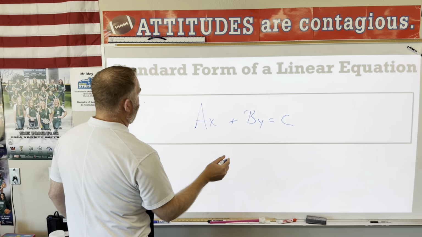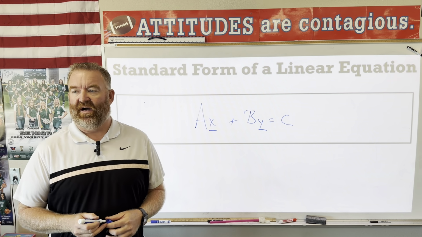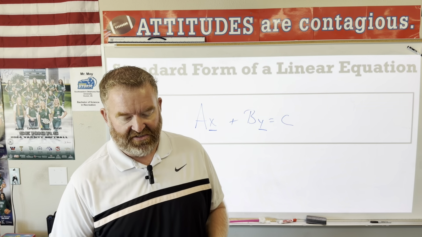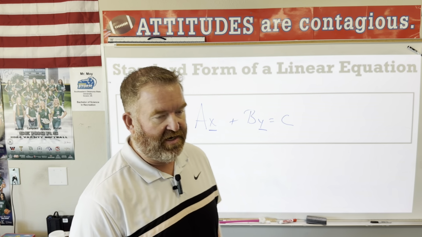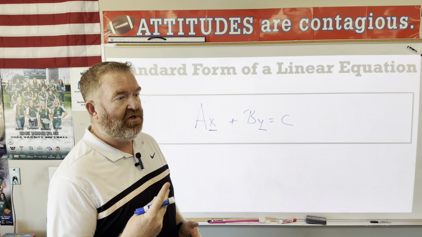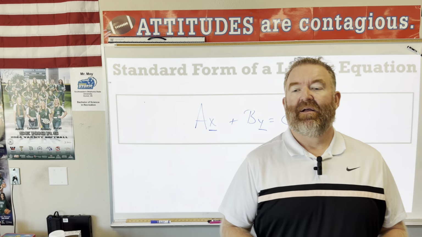All right, AX plus BY equals C. Now here's what I want you to underline: X and Y. All this means is that the x and the y are on the same side of the equation. That's all it is. So we're going to show you two different methods to solve this. It's really not that hard.